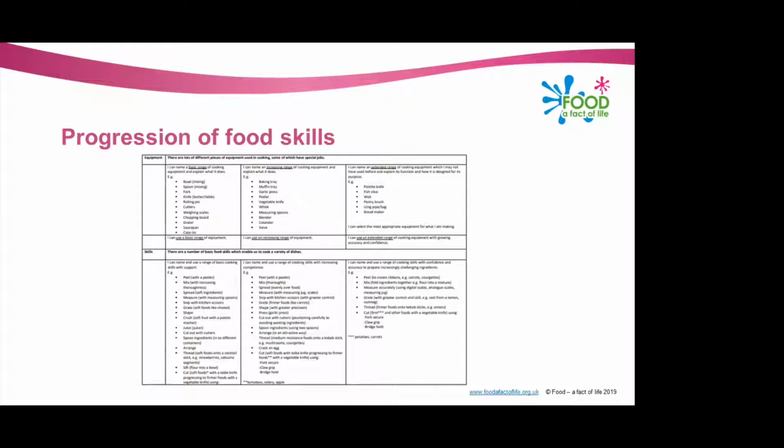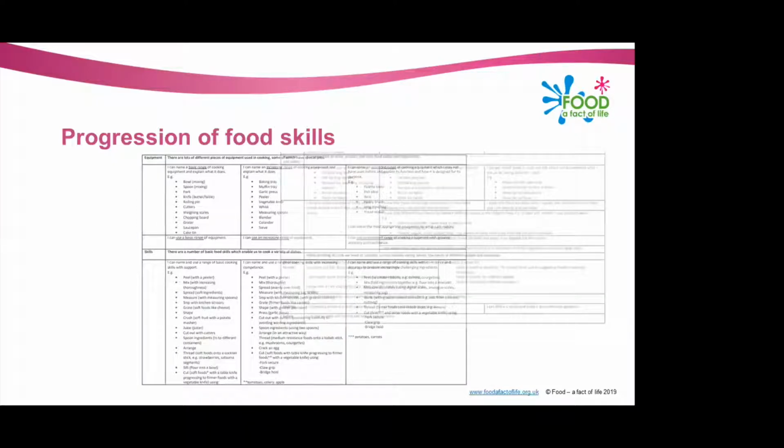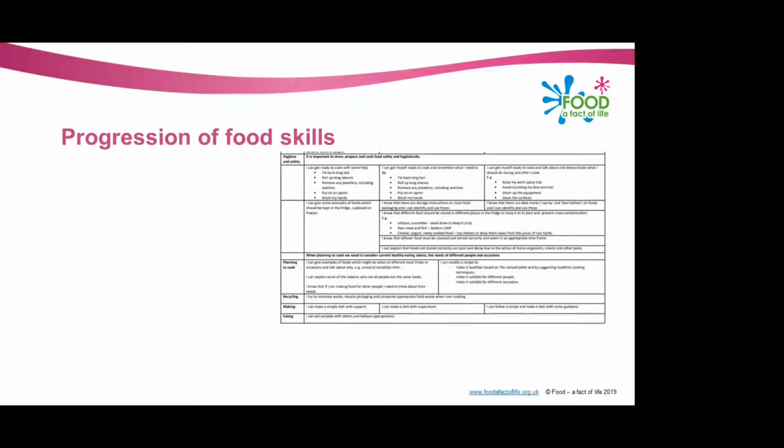So we know about ingredients we'd like to use, we know about the equipment we'd like to use, and we know about the skills that we'd like to use. And therefore that helps us then to determine about the recipes that we might select. So here you can see also, we've also highlighted hygiene and safety, and then things about planning to cook, recycling, making, and then eating too.